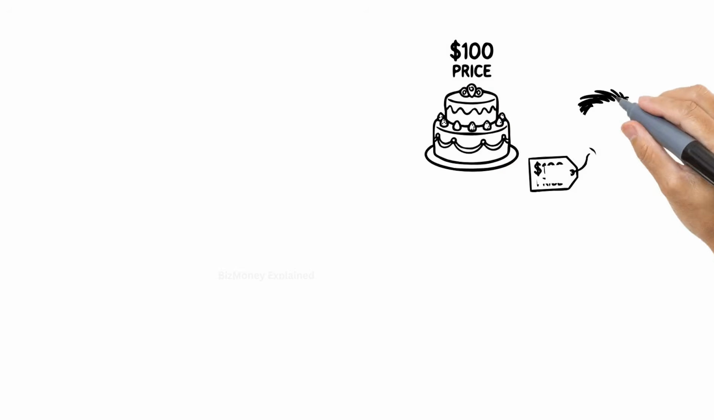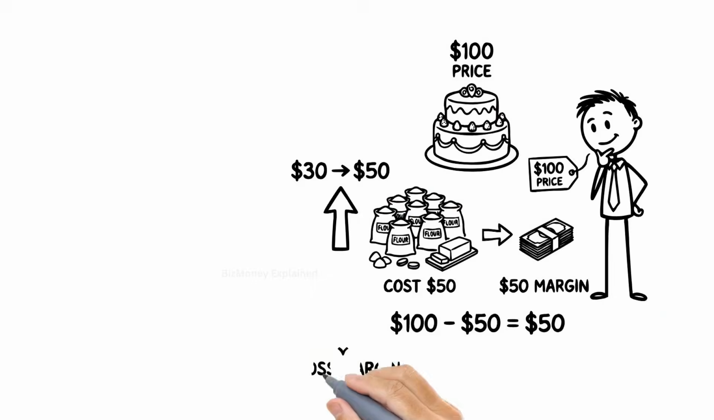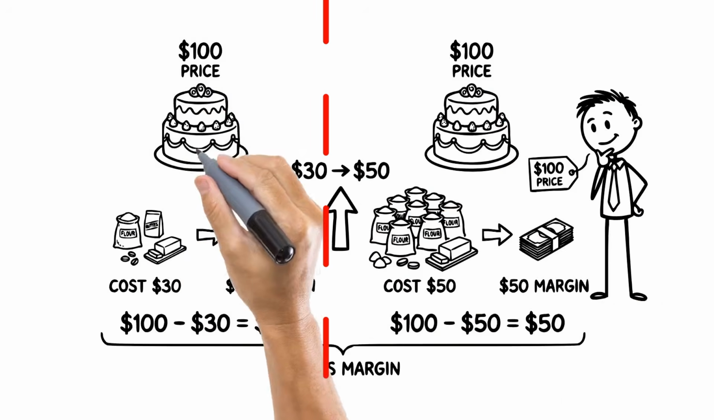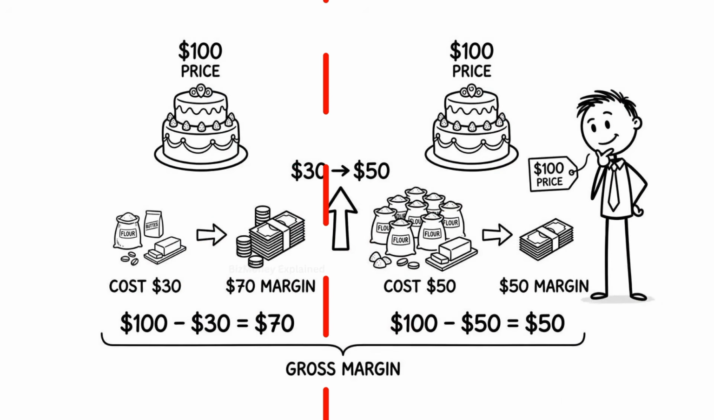Now imagine ingredient costs rise to $50 while the selling price remains unchanged. The business suddenly has less money available to cover everything else. That is why owners should understand gross margin before making pricing decisions.